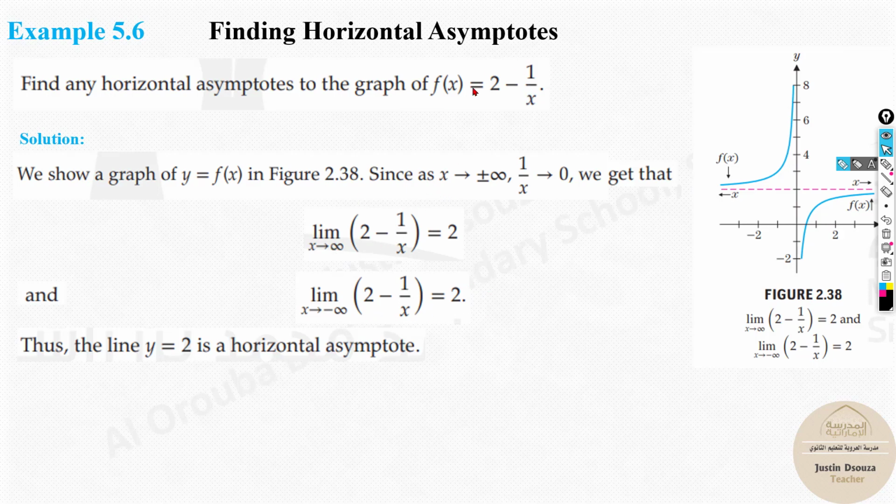All you need to do is substitute over here and take the limit at positive infinity and negative infinity, and then see whether the answer is the same. If both answers are the same, then yes, there is a horizontal asymptote.